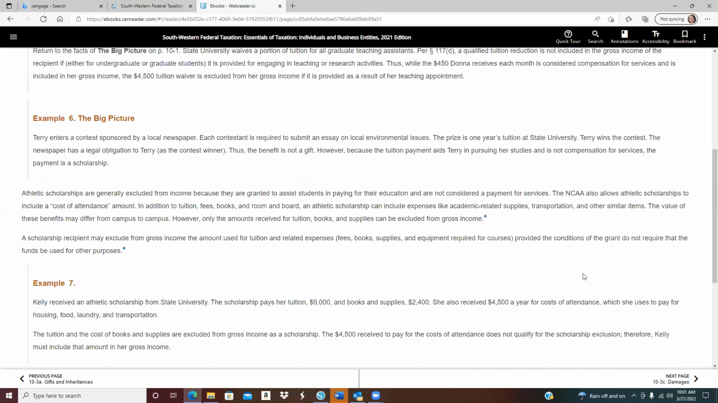Athletic scholarships are generally excluded from income because they are granted to assist students in paying for their education. The law also allows athletic scholarships to include a cost of attendance amount. So in addition, it can include expenses like academic-related supplies, transportation, and other similar items that differ from campus to campus. However, the amounts received for tuition, books, and supplies are still excluded from gross income.